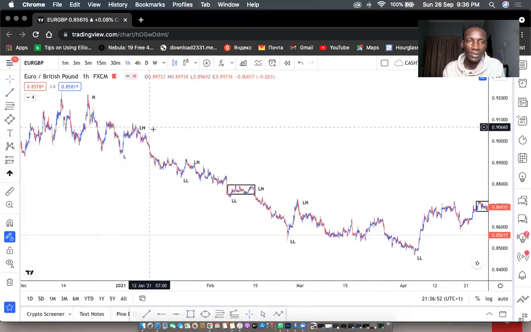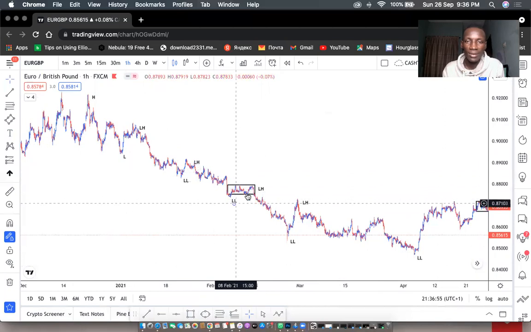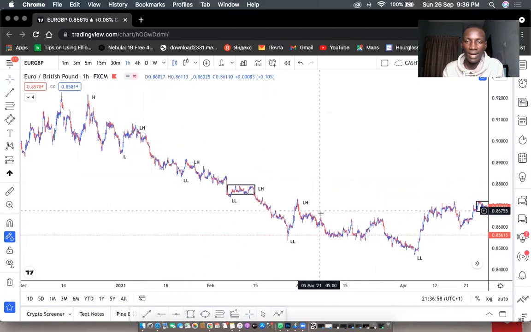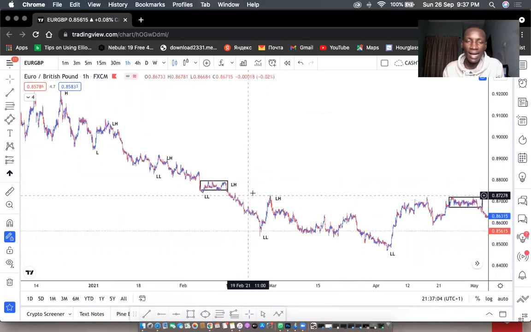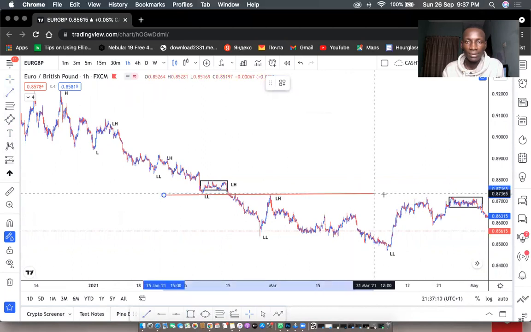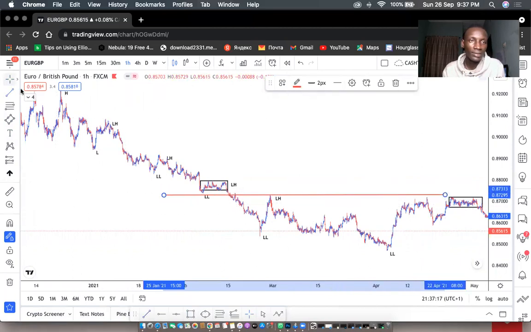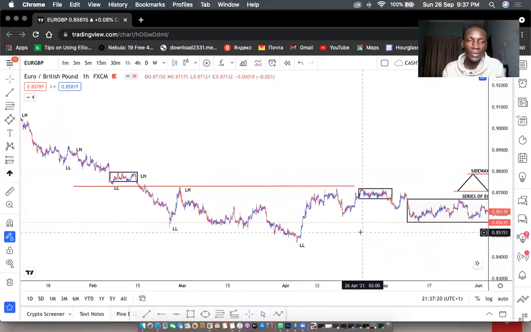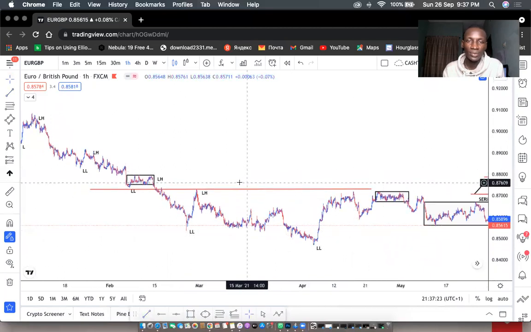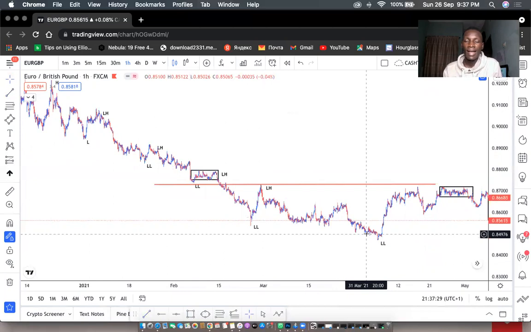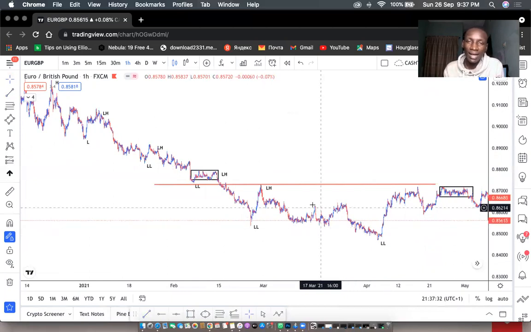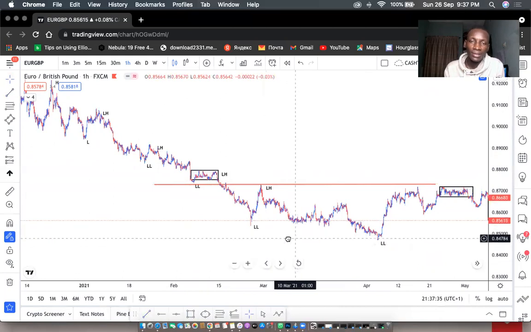High here, low, lower high, lower low, lower high, lower low, lower high, lower low. Then finally, this high was the one that needs to be broken before we confirm that price is going up. Is that clear? Okay. As long as price is staying under the previous high, you don't just say it's going up.